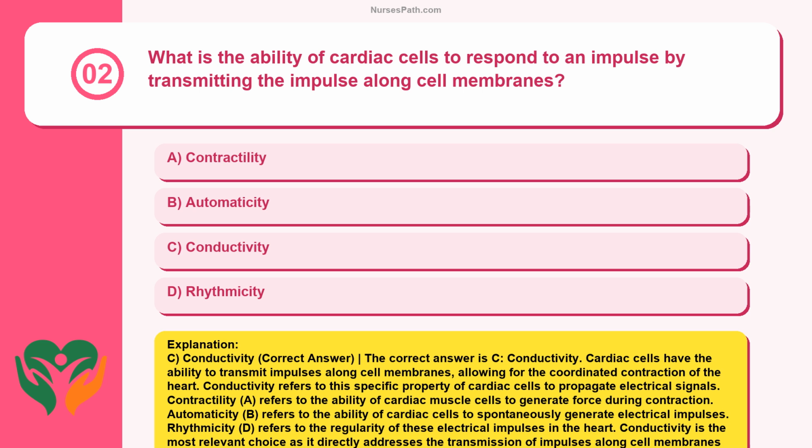Contractility, A, refers to the ability of cardiac muscle cells to generate force during contraction. Automaticity, B, refers to the ability of cardiac cells to spontaneously generate electrical impulses. Rhythmicity, D, refers to the regularity of these electrical impulses in the heart. Conductivity is the most relevant choice as it directly addresses the transmission of impulses along cell membranes in cardiac cells.